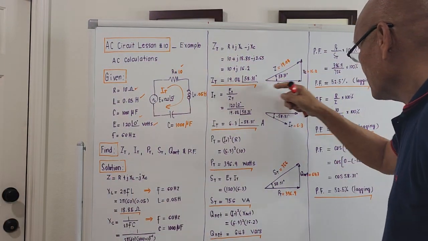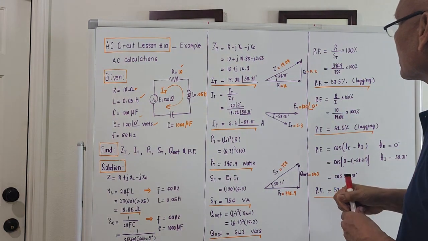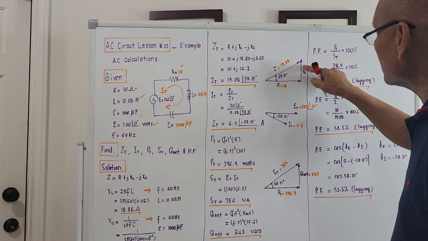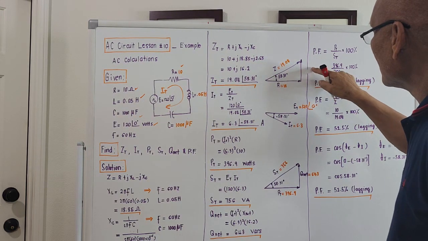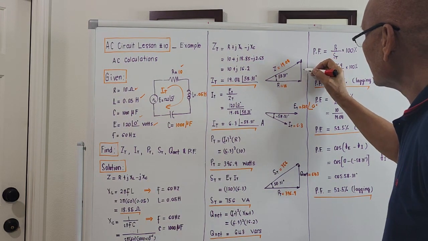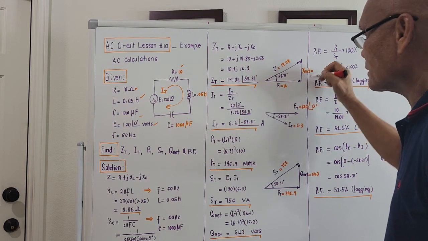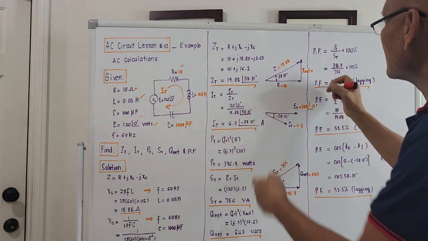This is R, this is X of L. No, hold on. This is not X of L. This should be X net. And what is X net? 16.2.